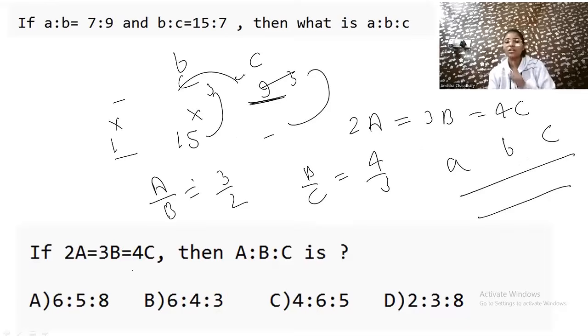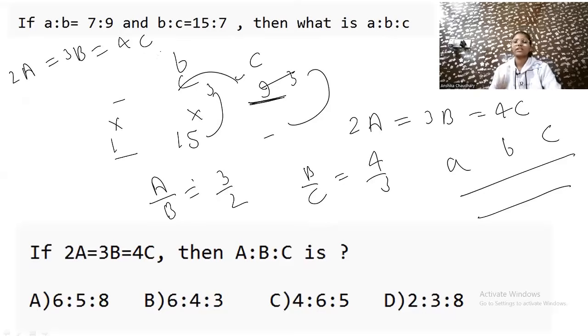In this type of question, you just need to take the LCM, and then divide from the LCM, and you will easily get the answer. Okay, so how will it go? 2a equals 3b equals 4c. So what will be the LCM of 2, 3 and 4?